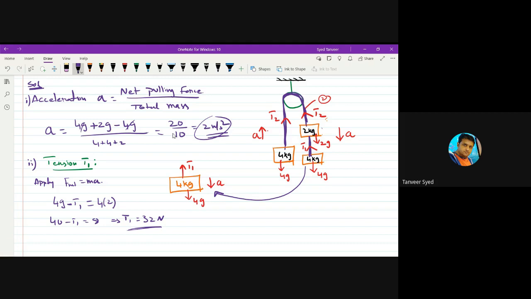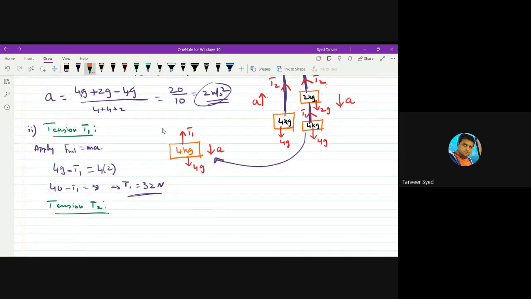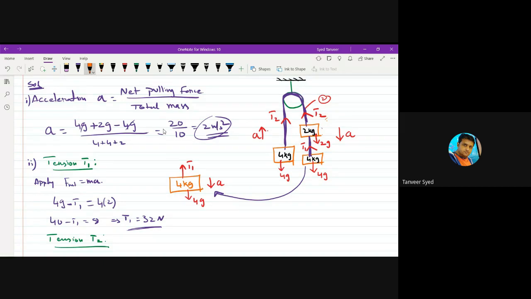Then we have one more string, tension T2. To find this tension, again, wherever you want tension, you should draw the FBD. Only the FBD will give you the value of tension by applying F net equal to ma. So to find T2, the FBD of which block is to be drawn? Left side 4 kg, right side 4 kg, 2 kg. You should take that block on which T2 is acting.